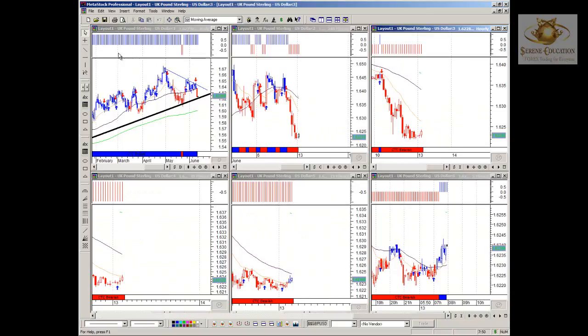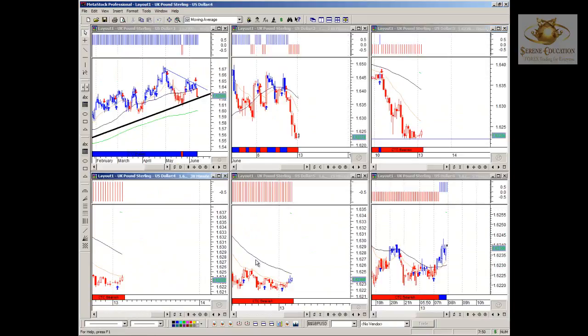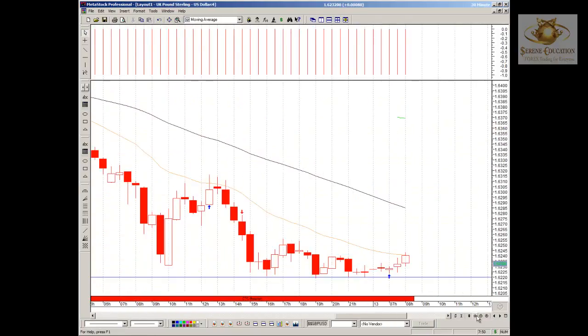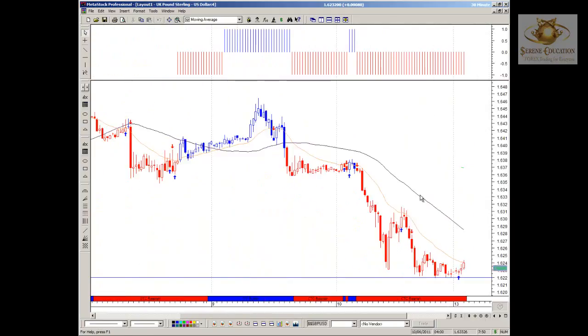Let's have a look. Yeah, on our hourly, for example, you can see there's definitely a support area being forged at 16,2200. There again on the 30-minute chart, definite support area. You can see how price has been finding support on a number of hours. Notice, however, that the moving averages are evenly spread out.